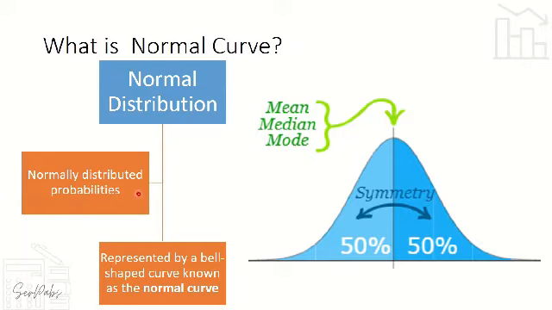Normally distributed probabilities pertain to a normal distribution wherein the highest probability is represented by the mean, the median, or the mode. Pero kadalasan, mean lang talaga yung ginagamit natin. So, the mean is located at the central peak of our given distribution, wherein 50% of the probabilities are higher than the mean and 50% of the probabilities are lower than the mean. So, a normal distribution is represented by a bell-shaped curve known as the normal curve.